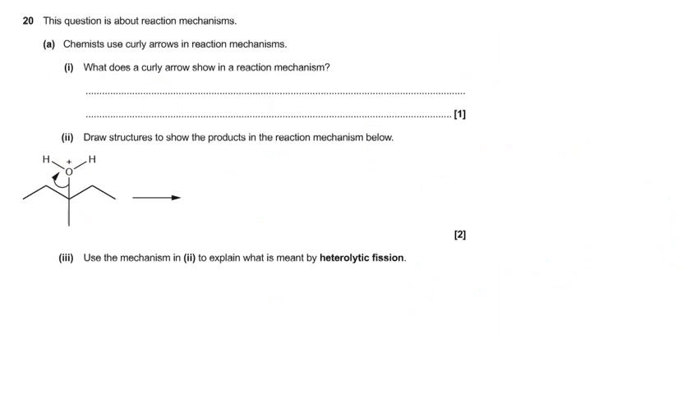Okay, question 20. This question is about reaction mechanisms, and we need to explain what a curly arrow shows. It shows the movement of a pair of electrons, with the keyword being pair.